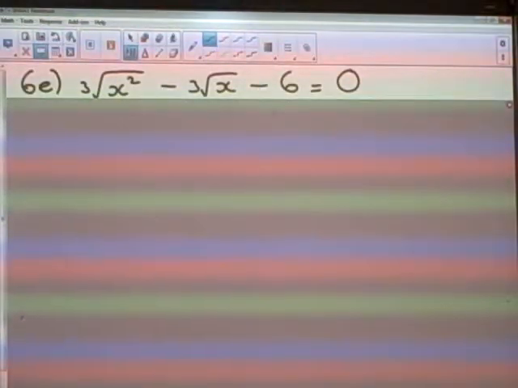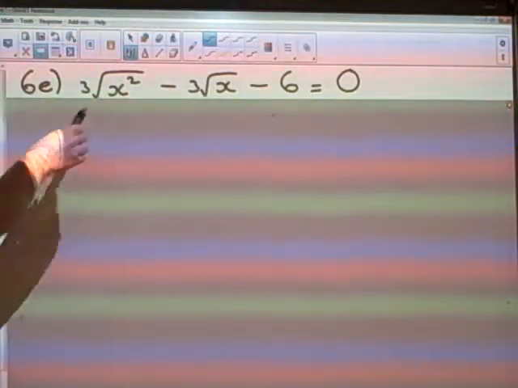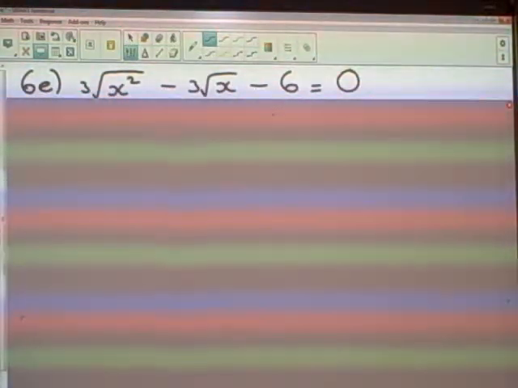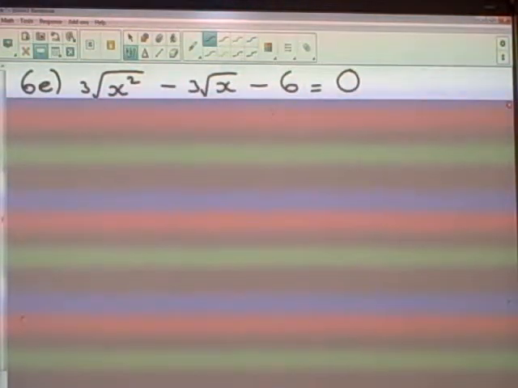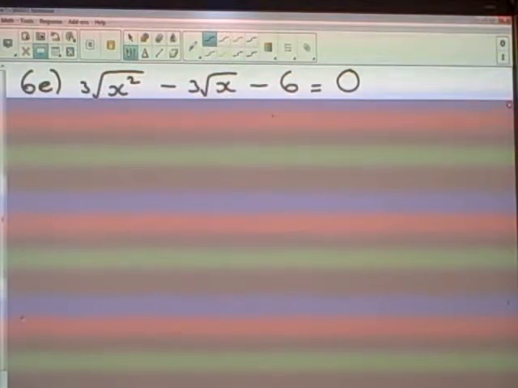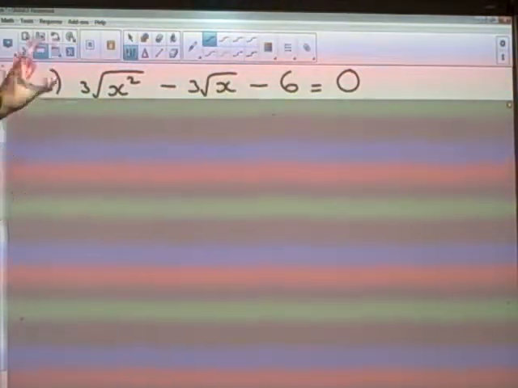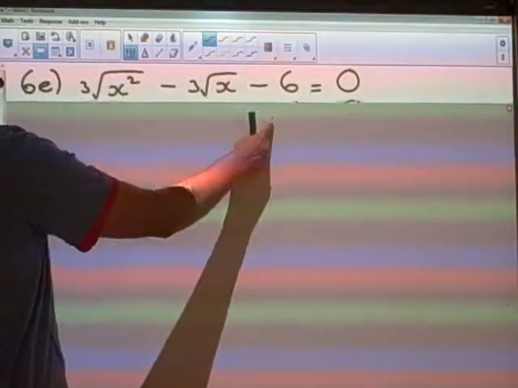Now for question 6e, we got something that is a cube root this time. So this is x to the power of 2/3, and with this being a cube root also this is x to the power of 1/3. And notice this is twice the value, so 2/3 is double what 1/3 is. So what I can say is if I do x to the 1/3 times x to the 1/3, that's going to give me x to the 2/3.